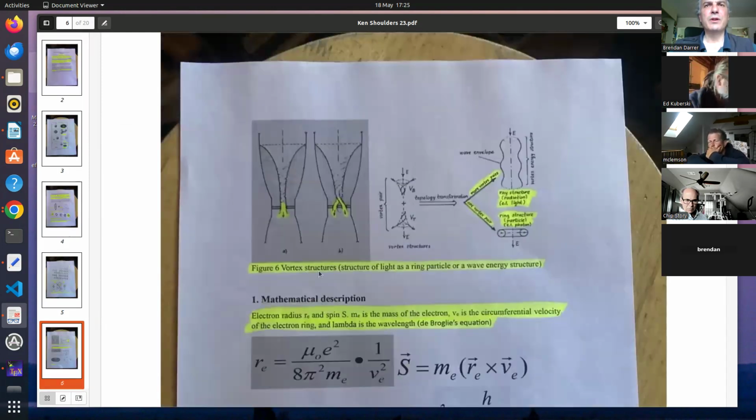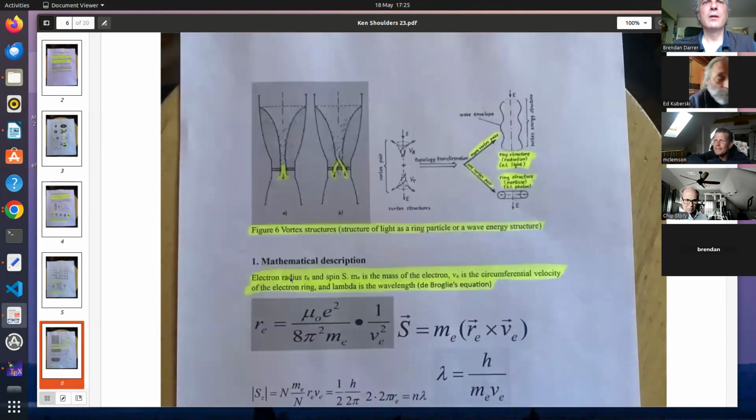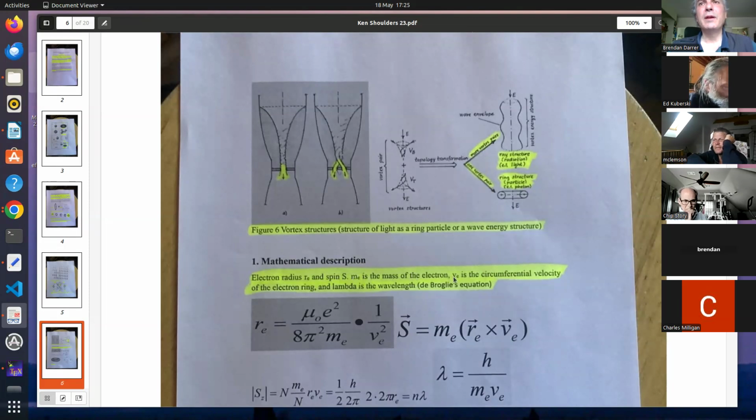Figure 6. Vortex structures. Structure of light as a ring particle or a wave energy structure. Mathematical description. Electron radius RE and spin S. ME is the mass of the electron. VE is the circumferential velocity of the electron ring, and lambda is the wavelength, the de Broglie equation.